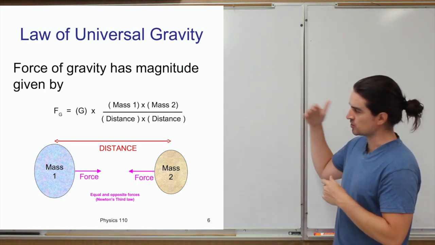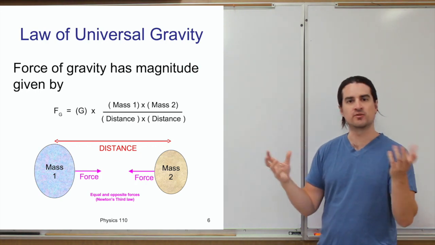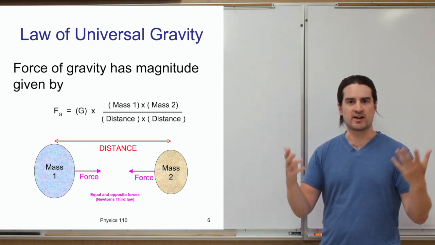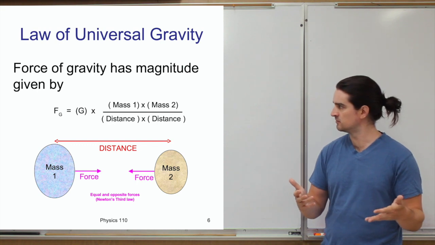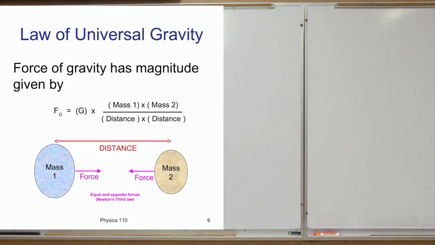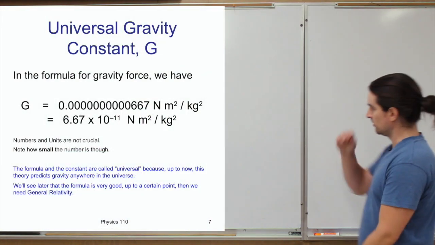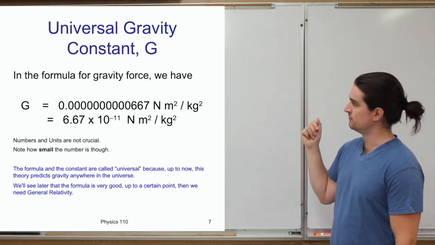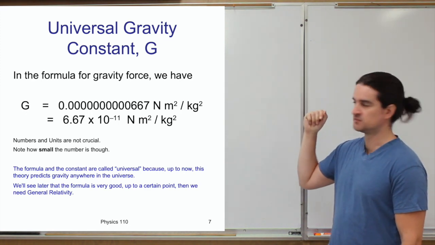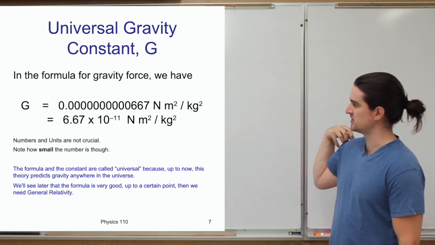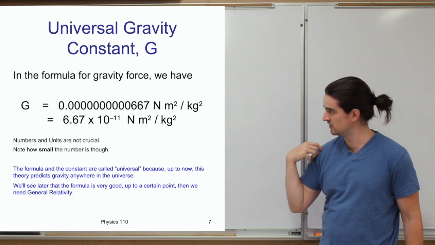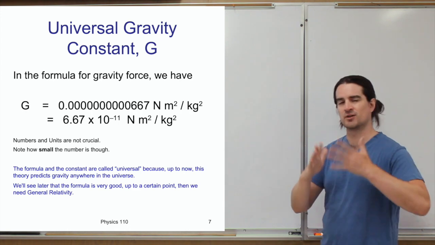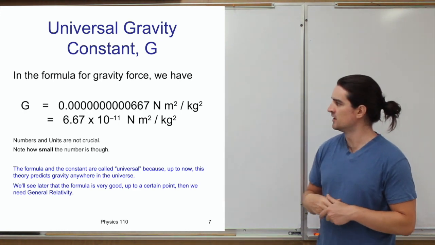Through experimentation, through figuring out what the force of gravity was between 2 objects, we could experimentally find out what the value of G is. So what is it? Well, G is what we call the universal gravitational constant, and it is 6.67 times 10 to the minus 11th, and the units are Newton meter squared per kilogram squared. Again, we're not worrying too much about units here, but that's what they are.